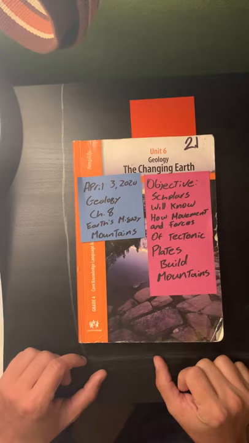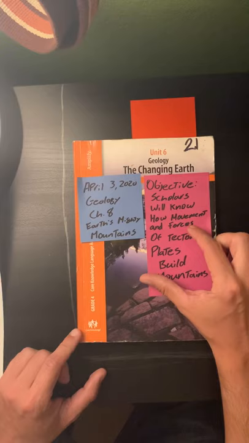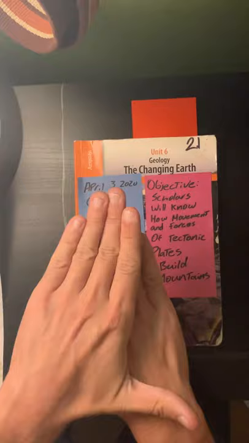Today is a geology lesson covering Chapter 8, Earth's Mighty Mountains. Our objective for today is scholars will know how movement of forces of tectonic plates build mountains. So tectonic plates, those large continental or oceanic pieces of crust that slide into each other, how do they make mountain ranges in our world?